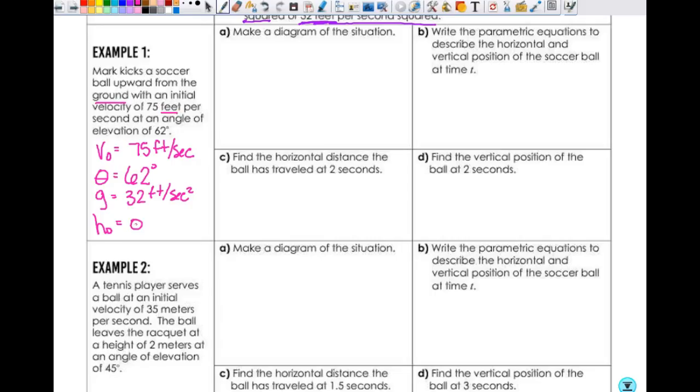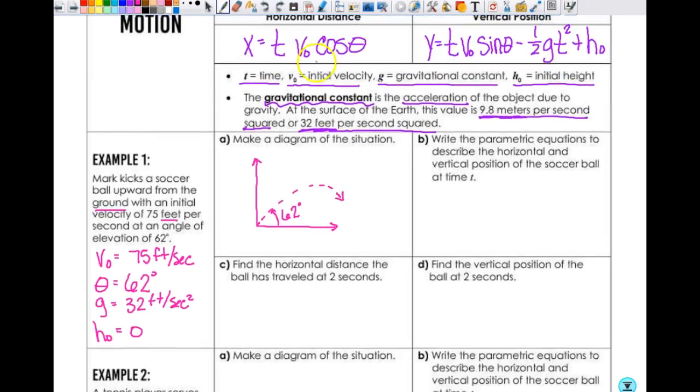All right, so it says make a diagram of the situation. Here's a quick little graph, right? We're starting at 0. He's going to kick the ball. It's going to look something like this. And then this would be 62 degrees. There's your diagram of what's happening with the ball. It says write the parametric equations to describe the horizontal and vertical position of the soccer ball at time t. So we're going to use these equations right here.